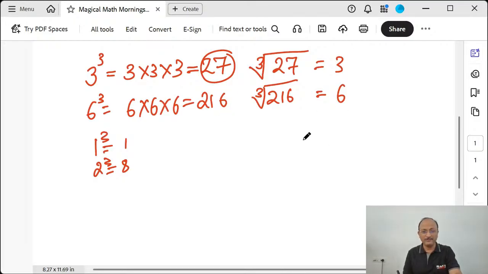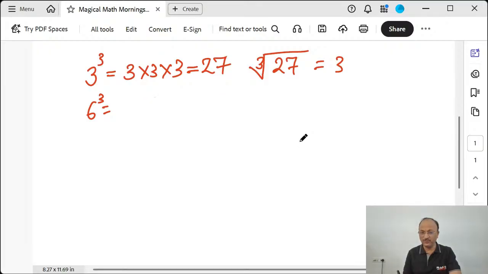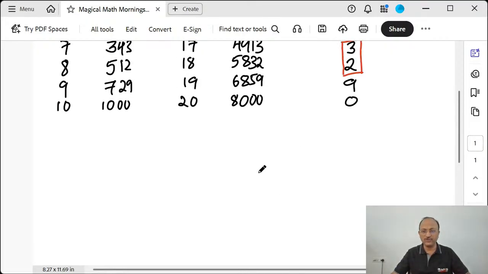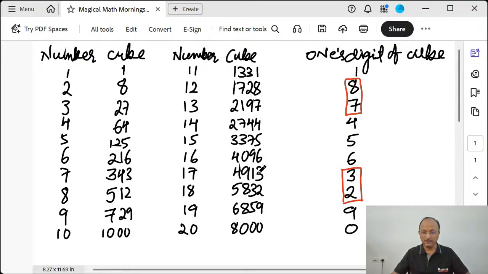So when we have perfect cubes, how do we find their cube roots? This is the trick. Like I said 2 sessions before, we should remember the cubes of numbers at least up to 10. But if you know up to 20, it is still better. Let's see here. The cube of 1 is 1, 2 is 8, 3 is 27, 4 is 64, 5 is 125, 6 is 216, 7 is 343, 8 is 512, 9 is 729, 10 is 1000.